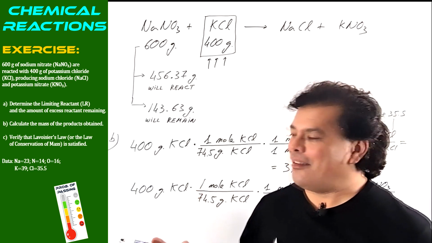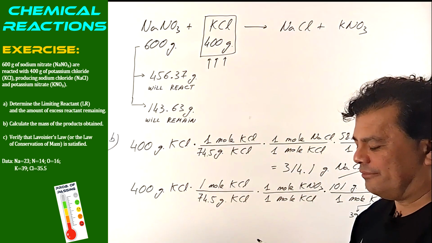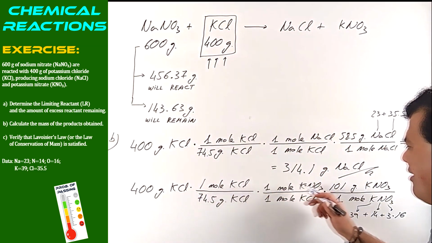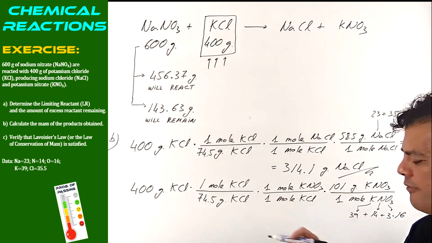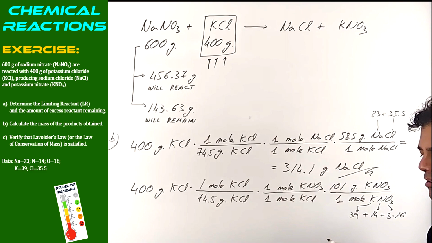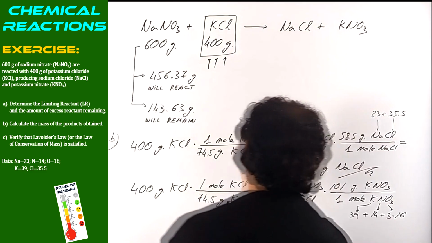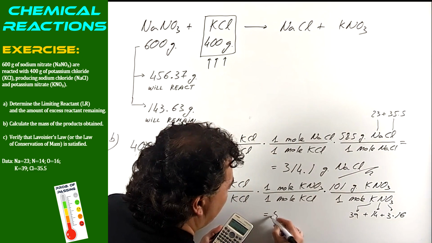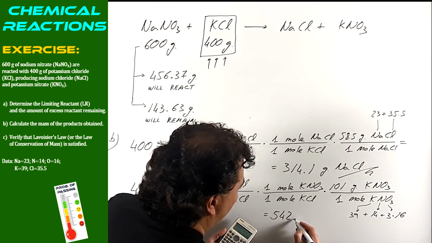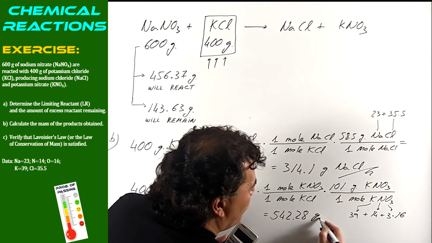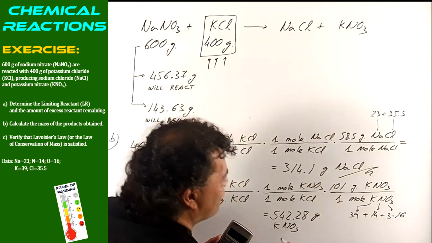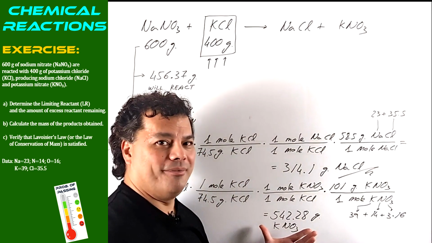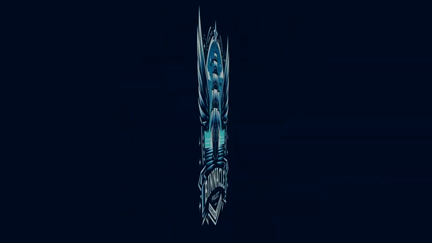And finally, let's do 400 multiplying 101 divided by 74.5. So in this reaction, we are obtaining 542.28 grams of potassium nitrate. And that's all. Binnacle Project.